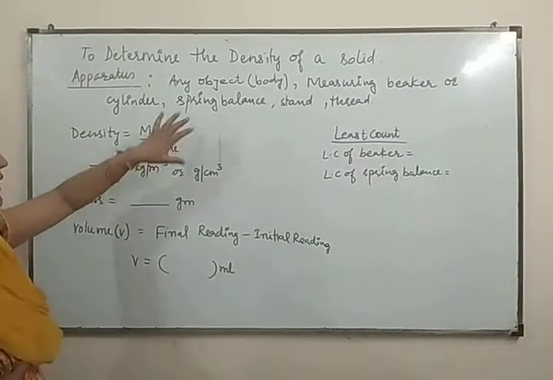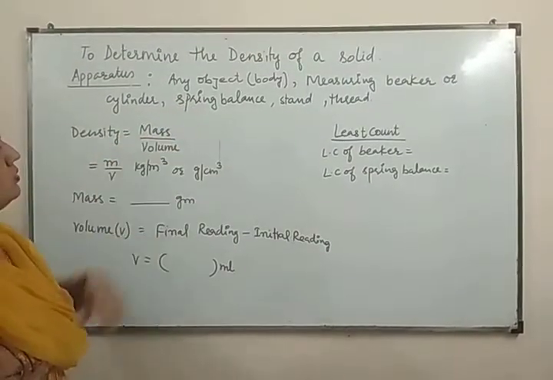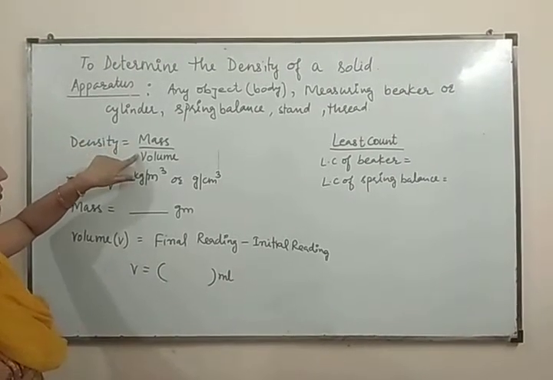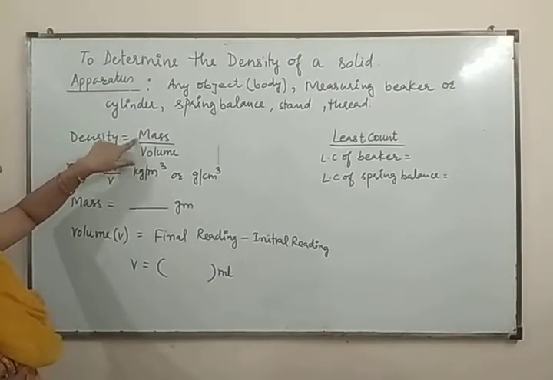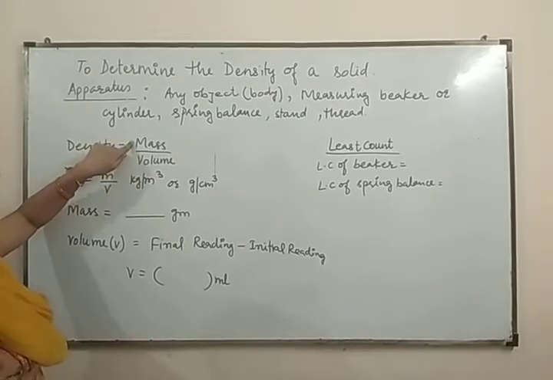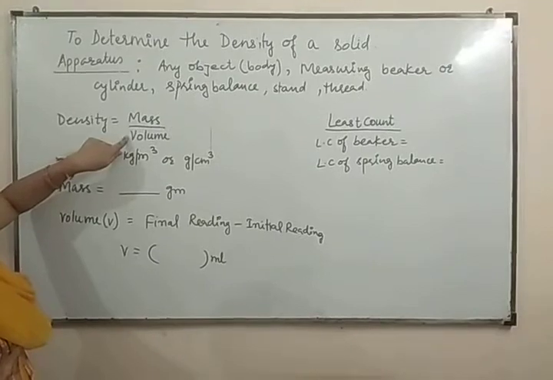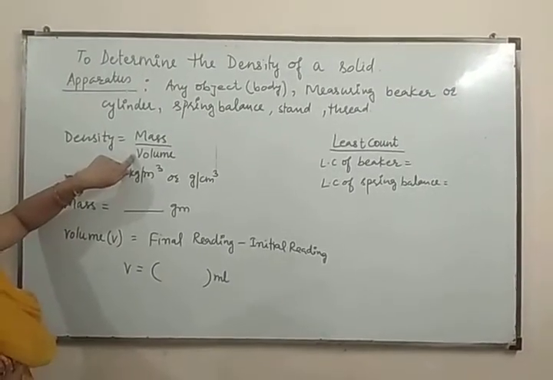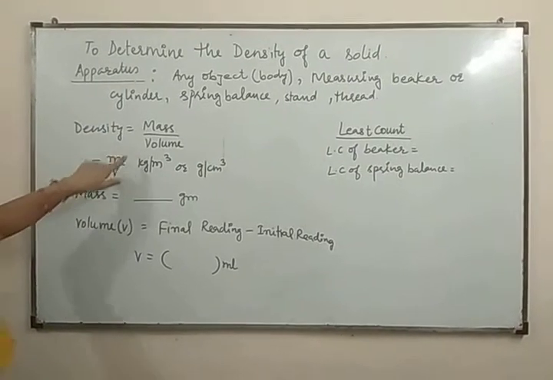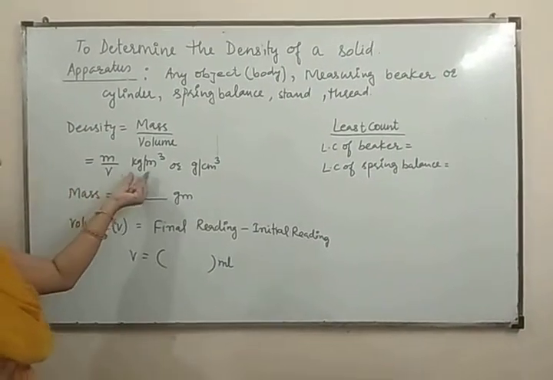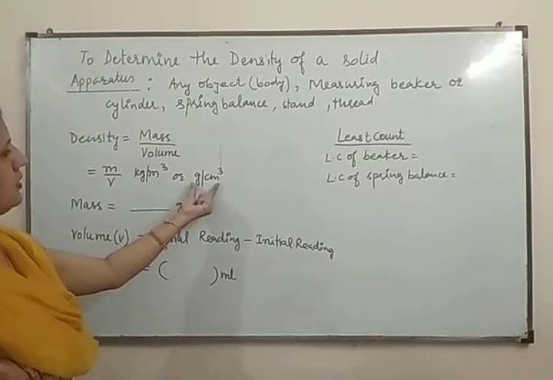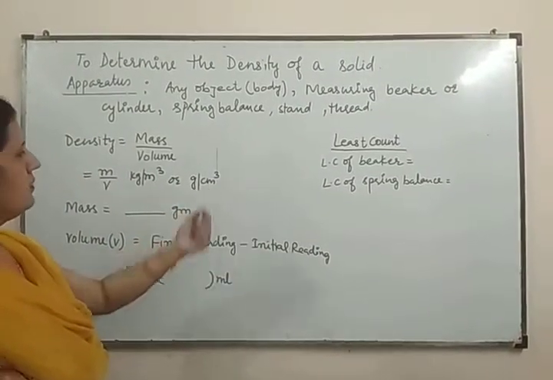For finding the density of the substance, you know the formula for density. Density is equal to mass upon volume. It is the ratio of mass and volume. You will find the mass of the object with the help of the spring balance, and you will find the volume with the help of the measuring cylinder. So write M for the mass and V for the volume, and the SI unit is kilogram per meter cube, or in the CGS system the unit will be gram per centimeter cube.